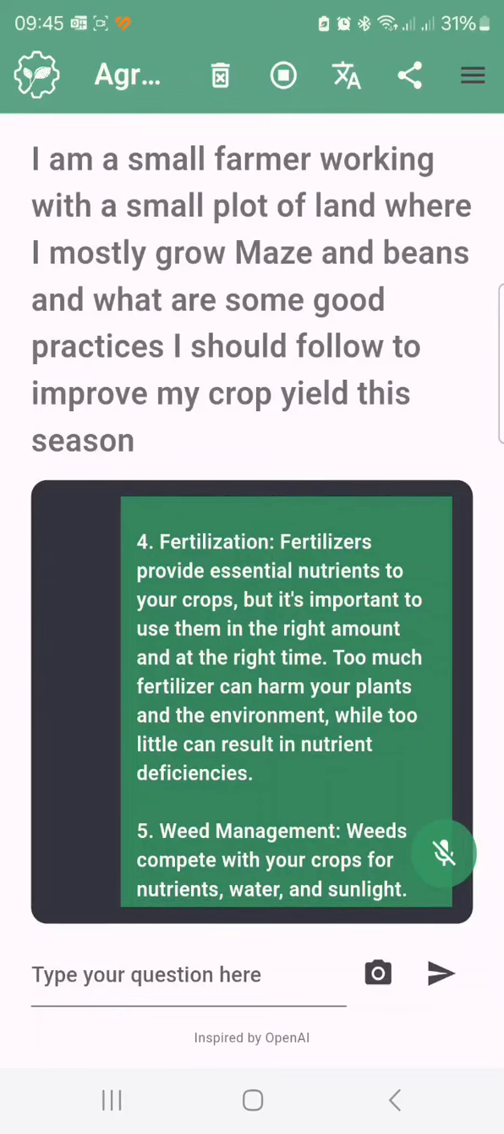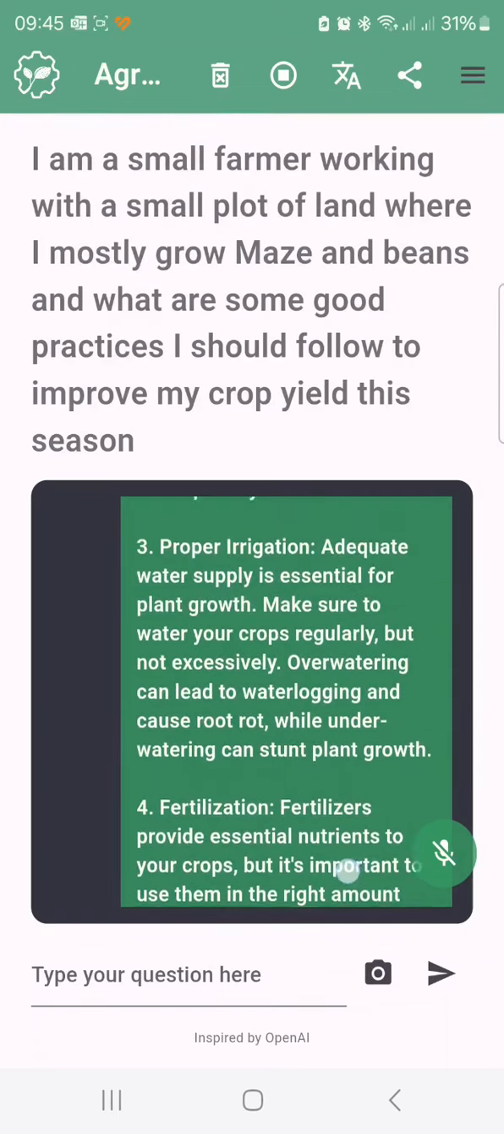2. Crop rotation. Growing the same crops in the same plot of land every year can deplete the soil of essential nutrients and increase the risk of pests and diseases. Consider rotating your crops to maintain soil health and break pest cycles.